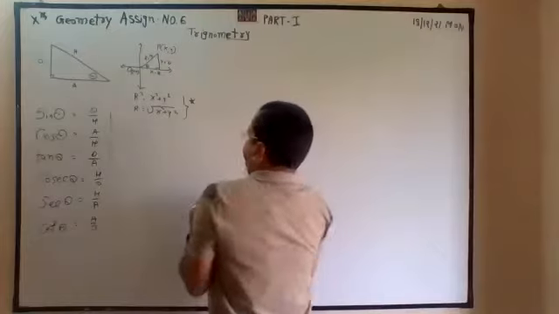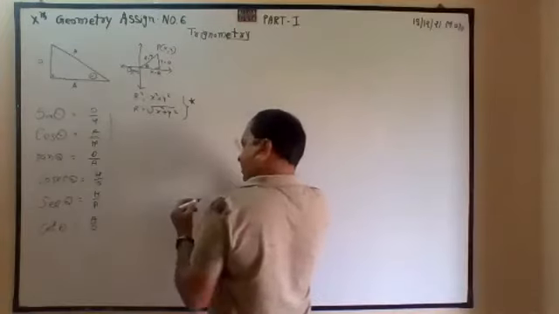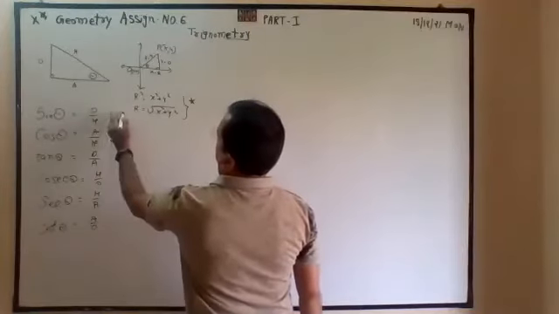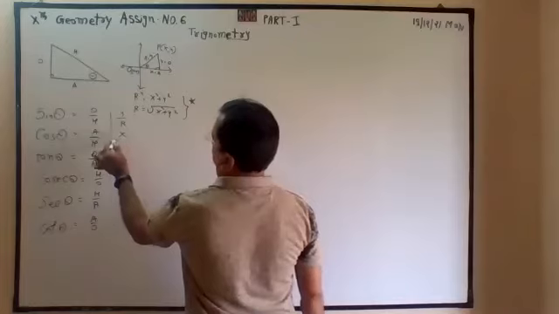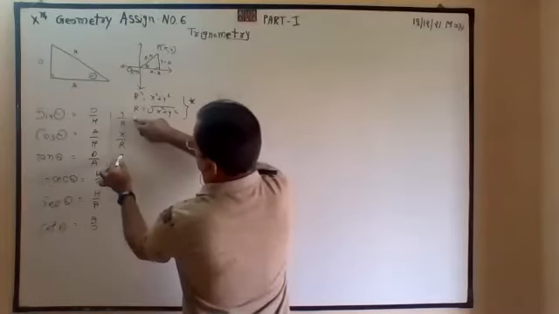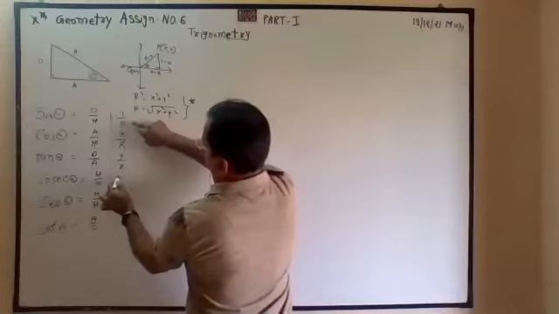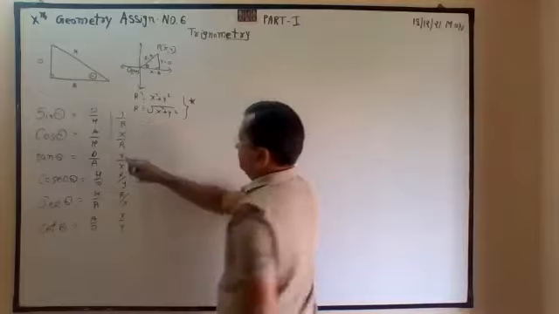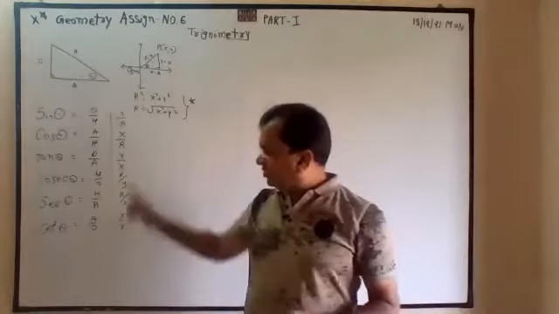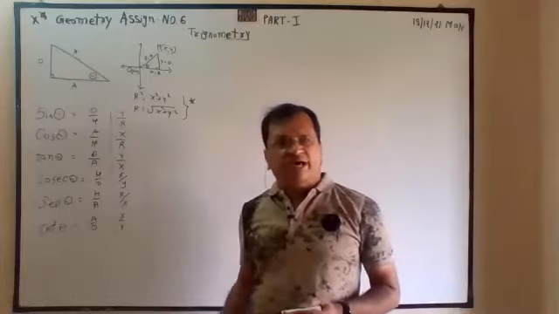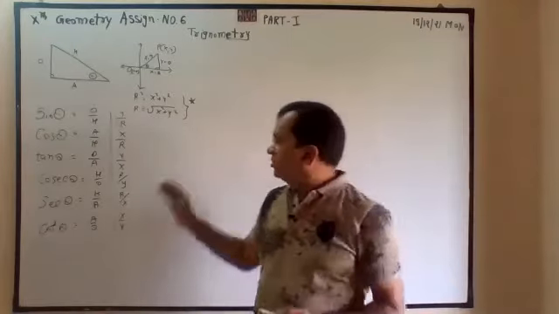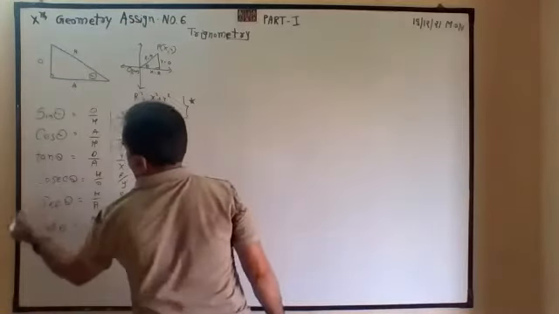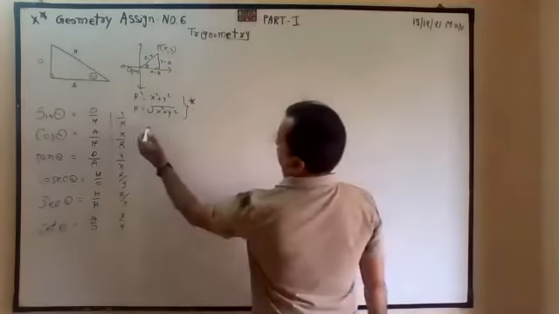Graphically also, you can say on a graph the point is x and y. At that time, sine is equal to y by r, cos is equal to x by r, tan is y by x, then the inverses: r by y, r by x, x by y. When the point is on the graph, you can write the trigonometrical ratio as per x, y, and r.